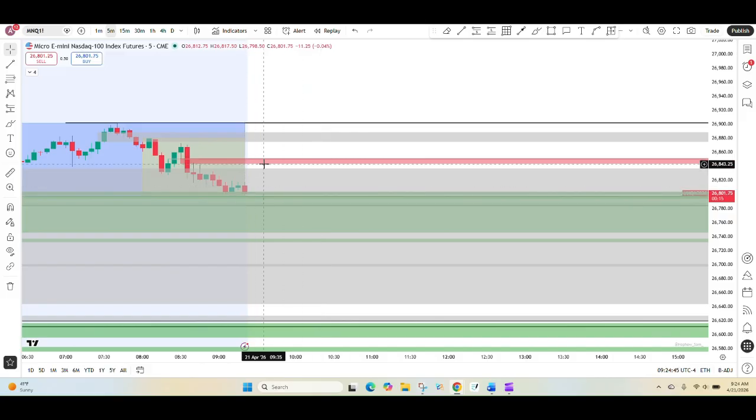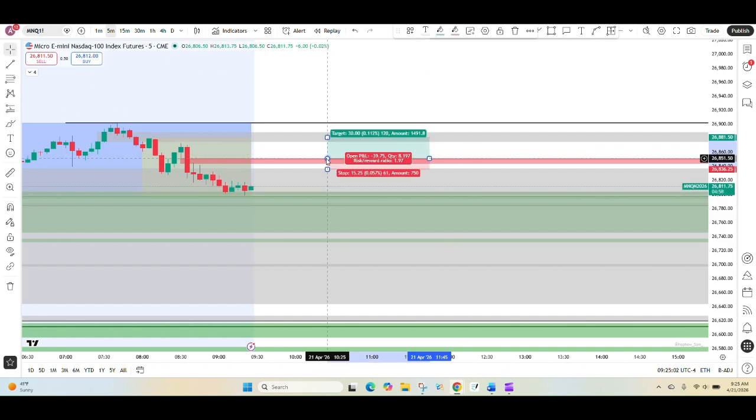So I see we have a bearish fair value gap right there, meaning that we can possibly take a long. Again, my new risk to reward for longs and shorts is going to be 30 take profit, 15 stop loss. I'm going to mark that out here.